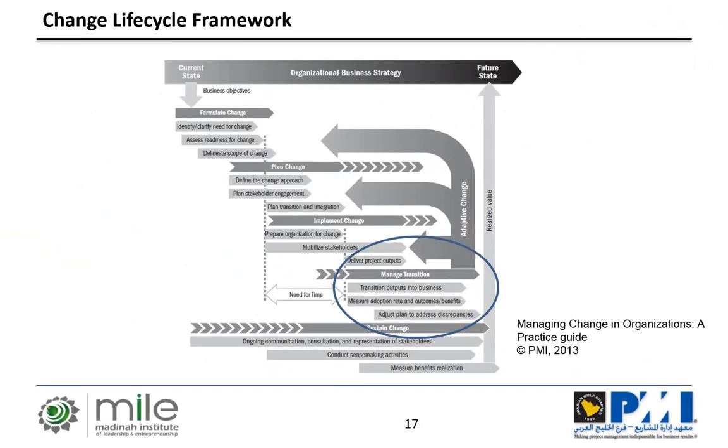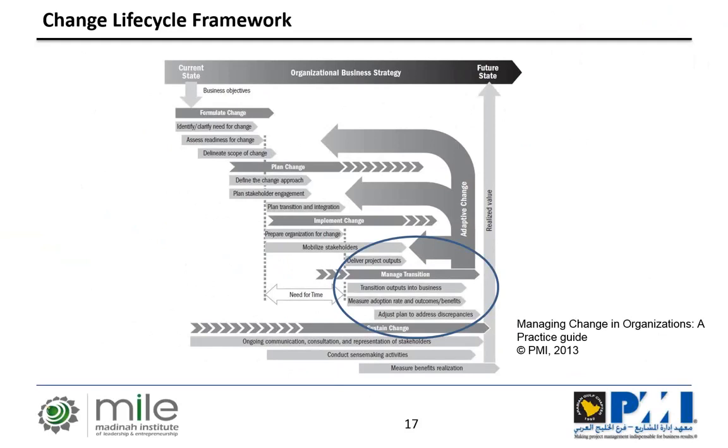Then we move to the last stage of what we refer to as the delivery of the change, which is managing the transition. So typically in projects, we have to transfer our project results to someone. So we need to transition those outputs into the business. We have to start measuring adoption rates and benefits. And if, again, something has not worked, we adjust.